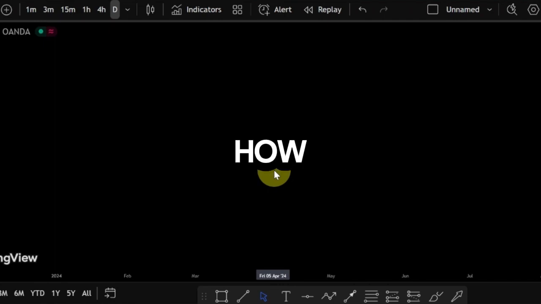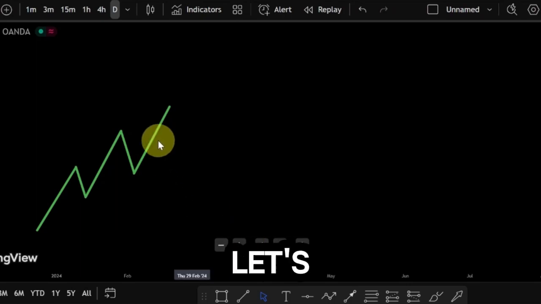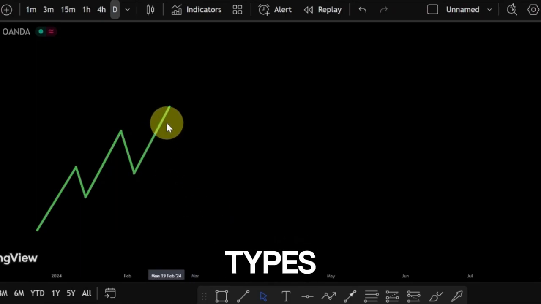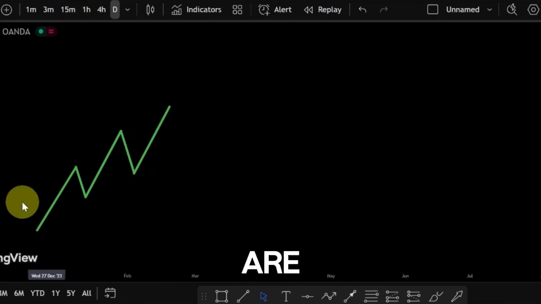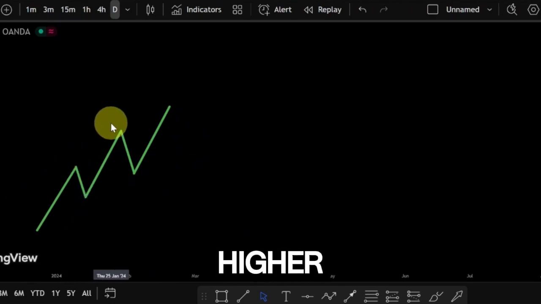To understand how market makers trick retail traders, there are two key principles that you need to understand, and they are trends and fakeouts. Now let's start with the first one, trend. There are two types of trend: uptrend and downtrend. And we all know that in an uptrend, there is a series of higher highs and higher lows.